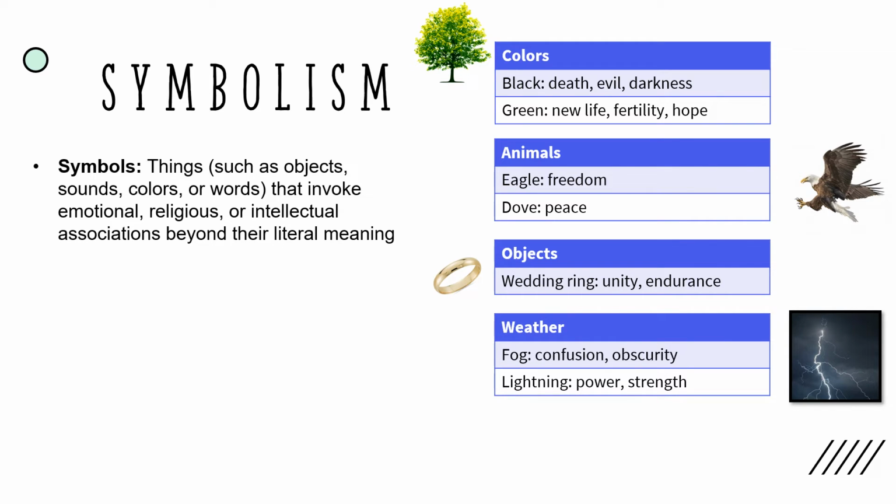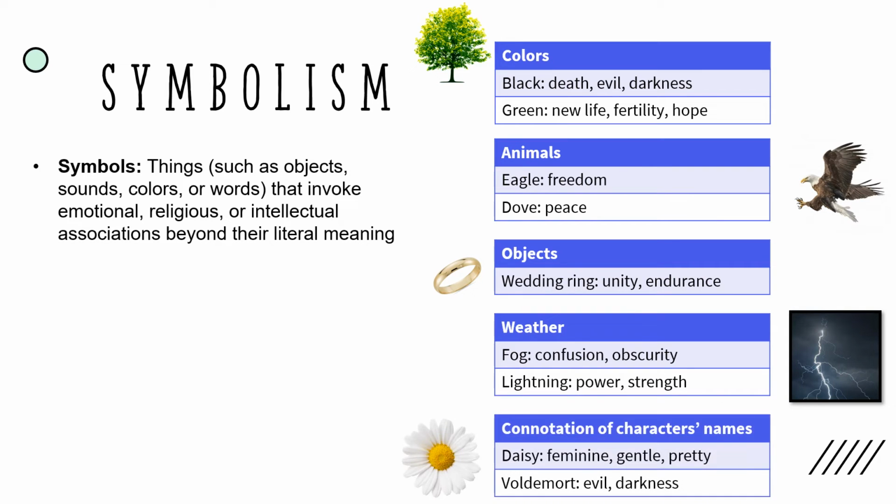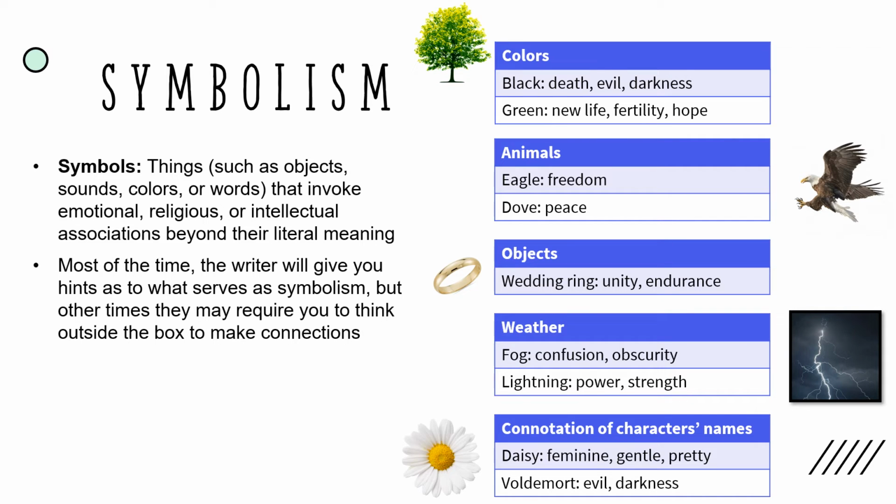For example, fog might symbolize confusion or obscurity, and lightning might represent power and strength. Symbols can be found in the connotation of characters' names, too. For example, the name Daisy may symbolize a character who is feminine, gentle, and pretty, while harsh-sounding names like Voldemort may invoke feelings of evil or darkness. Most of the time, the writer will give you hints as to what serves as symbolism, but other times they require you to think outside the box to make connections.